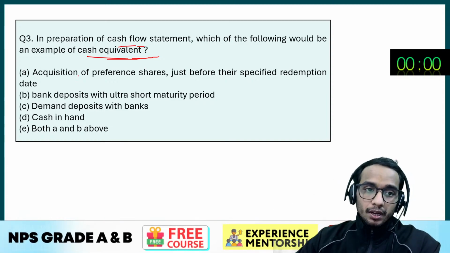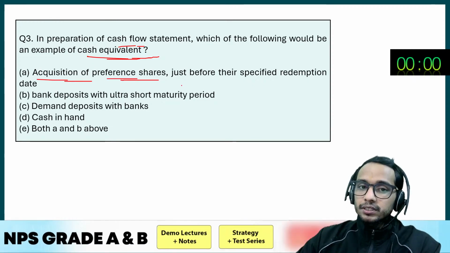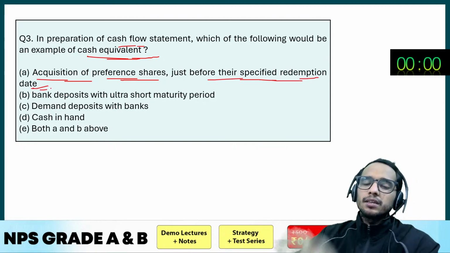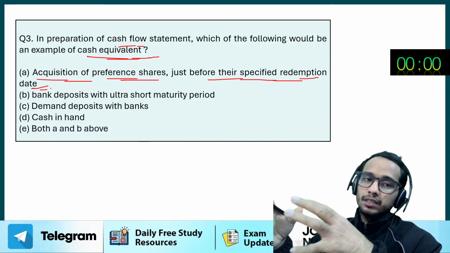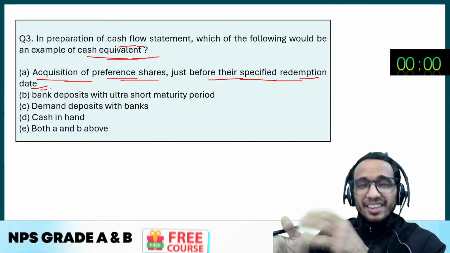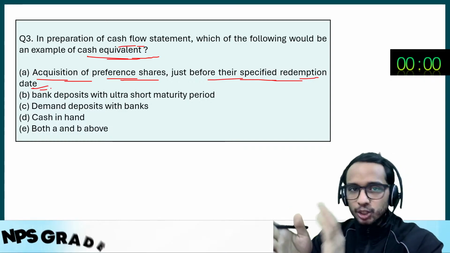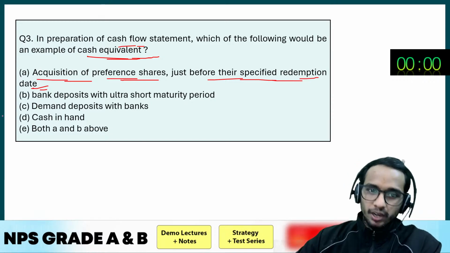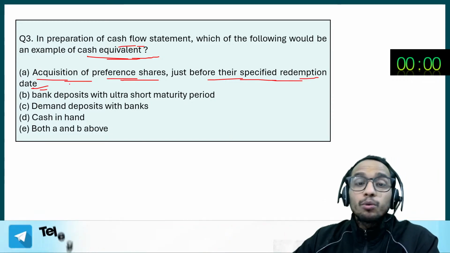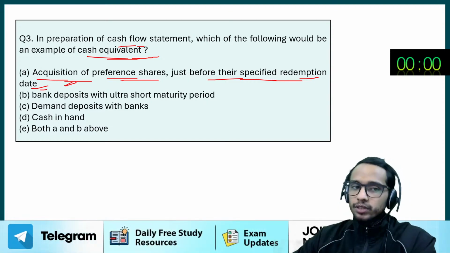Okay? First option says acquisition of preference shares just before their specified redemption date. See, whenever you are acquiring the preference shares just before their redemption date, it is readily realizable into cash. So it would be the type of cash equivalent. Okay? It is the cash equivalent. But let's read out the other options as well, because you might have more than one correct option. So this is correct, but let's read out the other options as well.